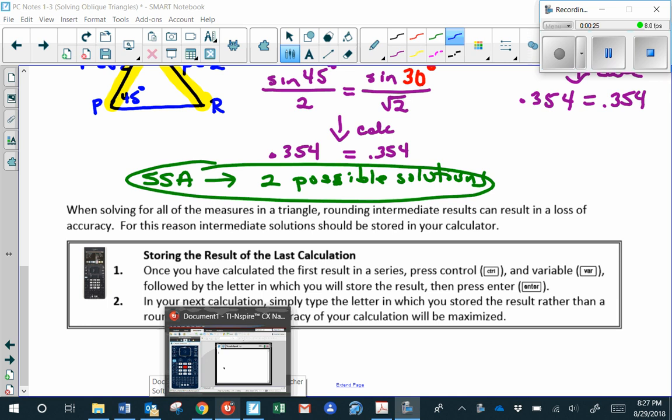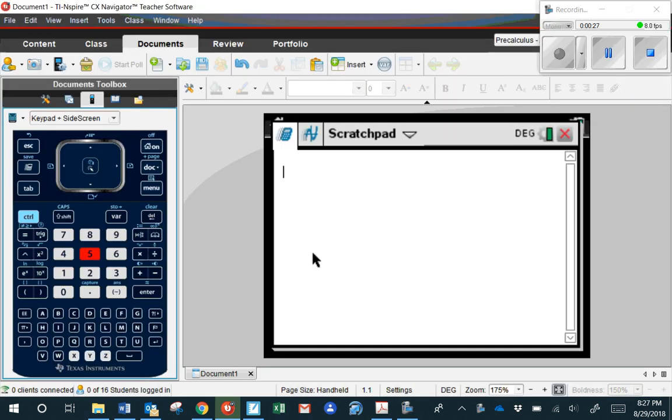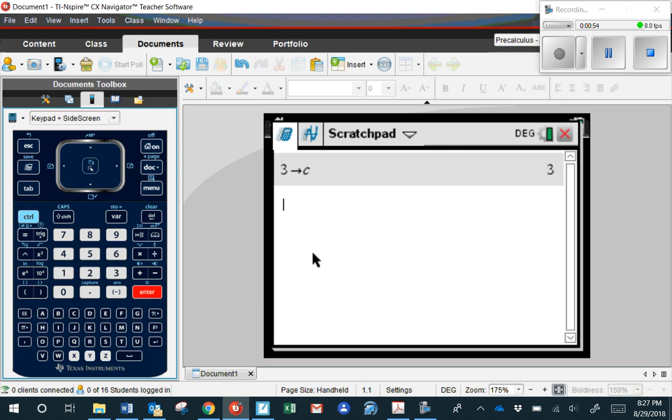So on your calculator, once you've made a calculation, let's say that the answer was 3. I'm going to press 3. If we want to store 3 in a variable on the calculator, you're going to press store, which is accessed by the control key, which is the blue key, and the variable key. You'll notice that above it, it says store, followed by the letter where you want to store that result. So I'm going to store 3 in C, press enter.